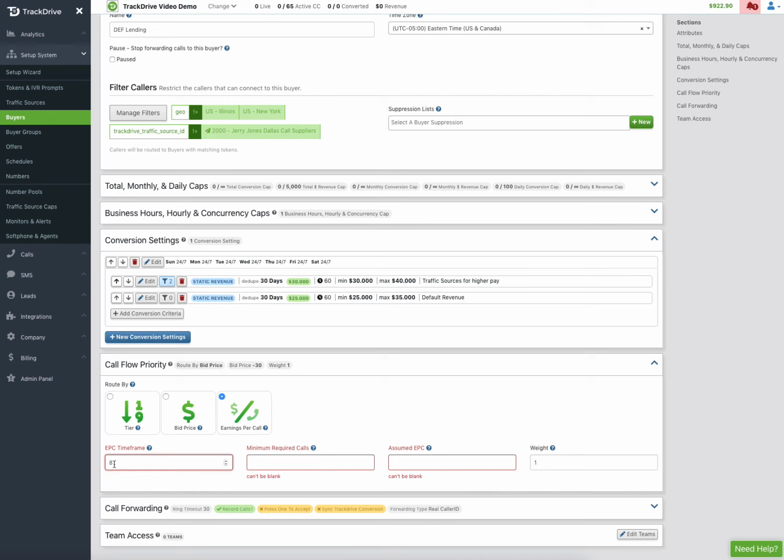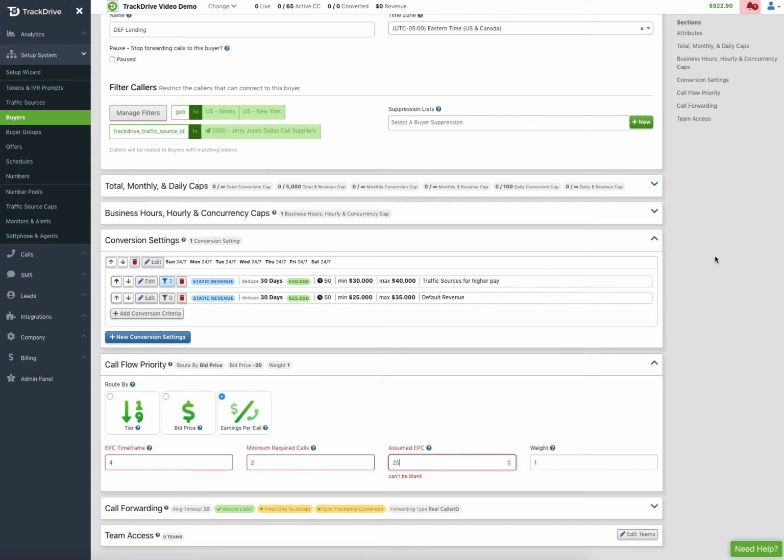So you want to use your judgment here based on your flow. The higher the flow, the lower the number you would tell us to look back. So I'm going to say that I have medium flow, about 500 calls a day. I'm going to tell TrackDrive to look back for 4 hours and see if he has at least, let's say, 2 calls. If he has at least 2 calls in the last 4 hours, go ahead and use his real earnings per call. But if I don't meet that criteria yet, we're going to assume he's paying me $25 per call. Now, he's not going to convert 100% of calls at 60 seconds, of course, but I'm just saying assume this to be true. So we're going to do it that way.